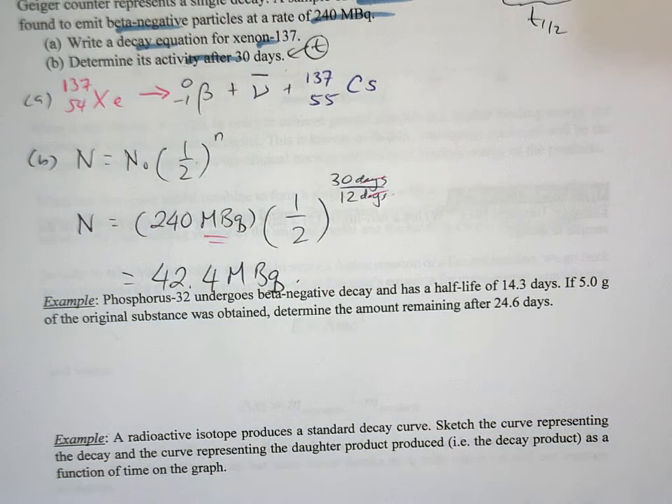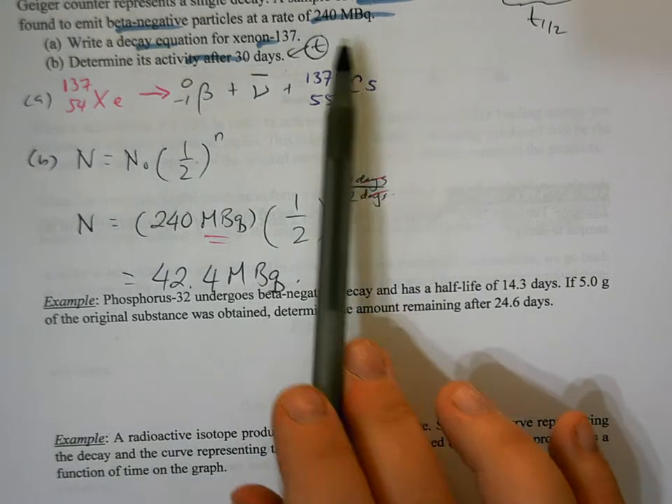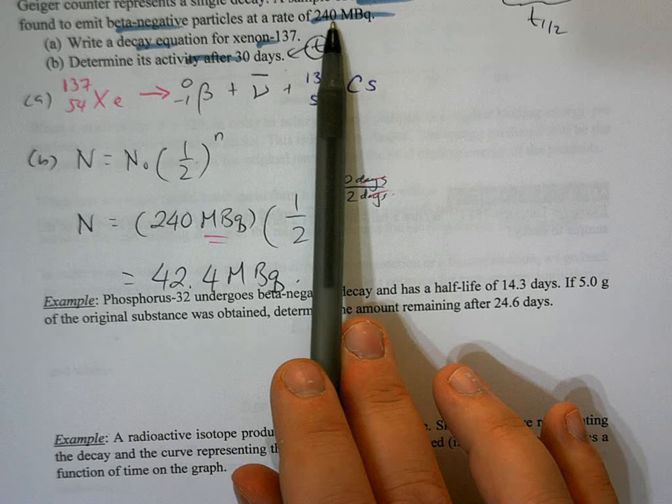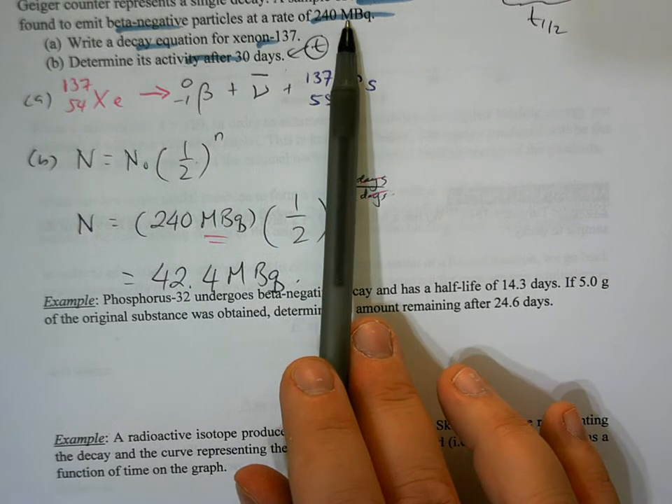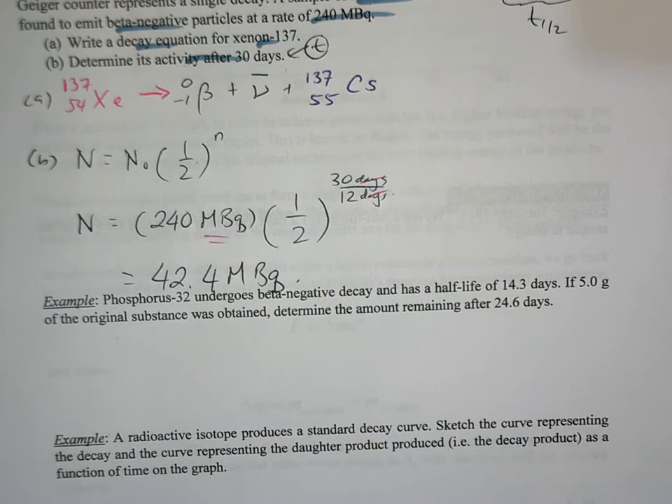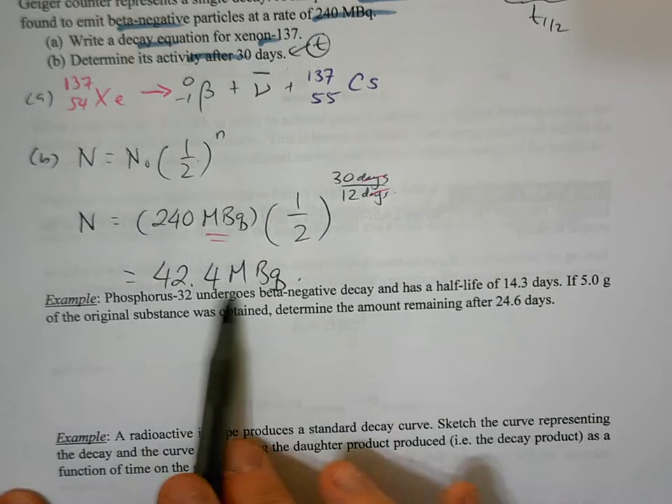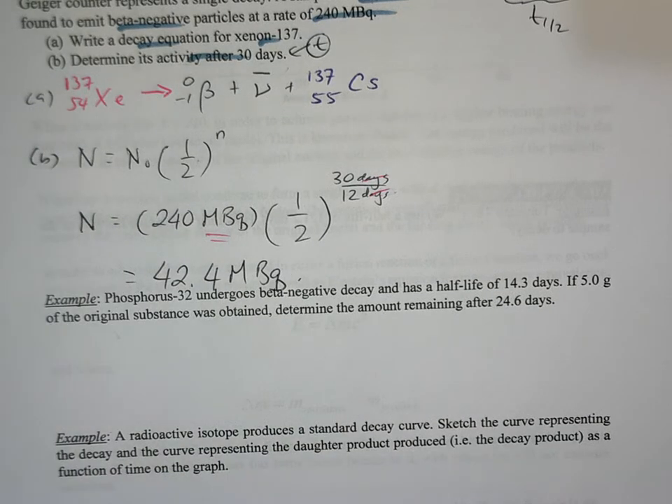megabecquerels. So this sample, after 30 days, started out with 240 million decays per second, but after 30 days, as the sample started to decay, it only has a decay rate of about 42.4 million decays per second.